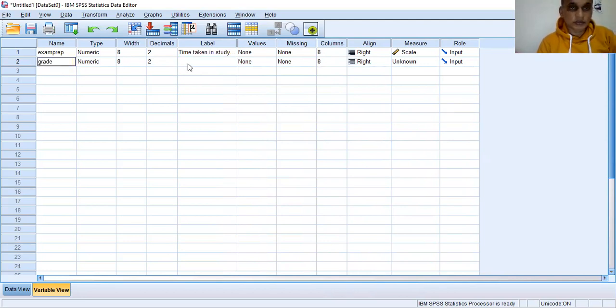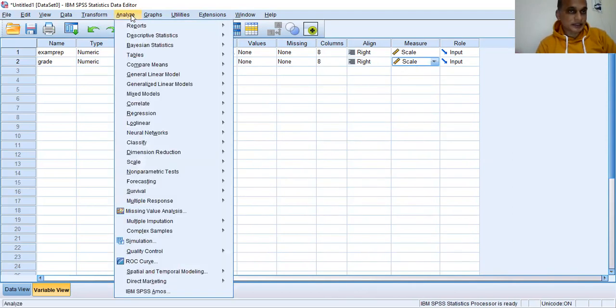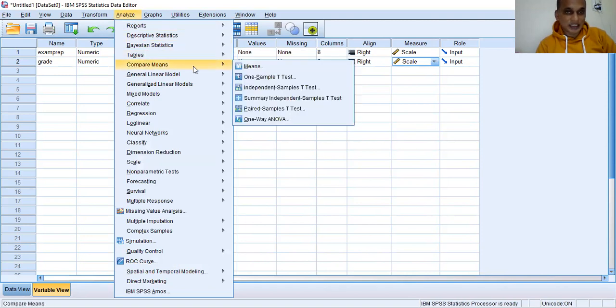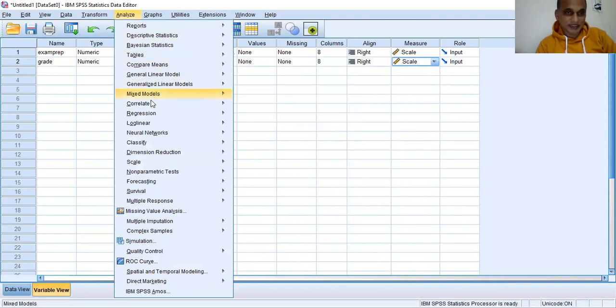So yeah, grades obtained in exam, that becomes R. The second variable, measure is scale. This is what I've done. So we are moving to analyze, moving to correlation, and then moving to bivariate.